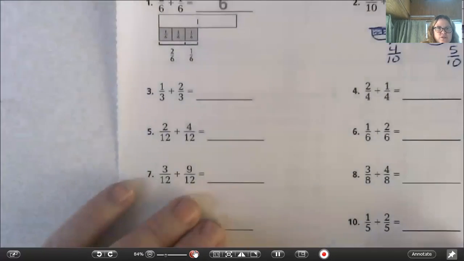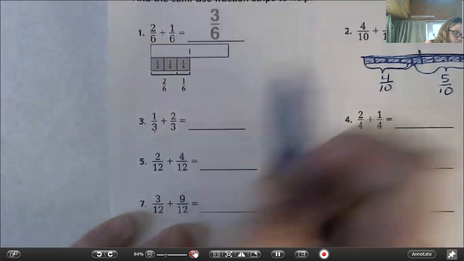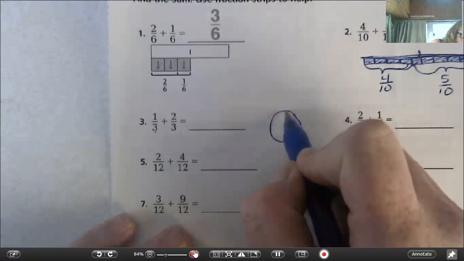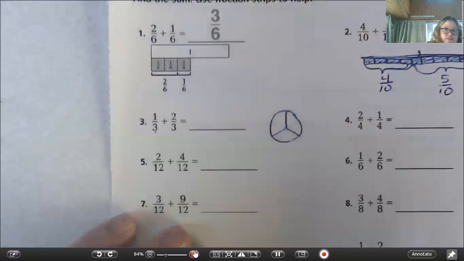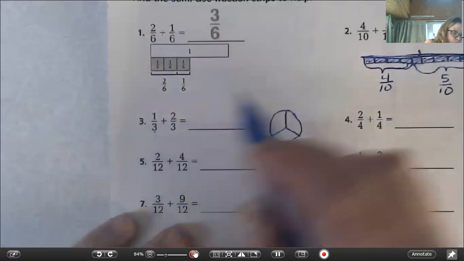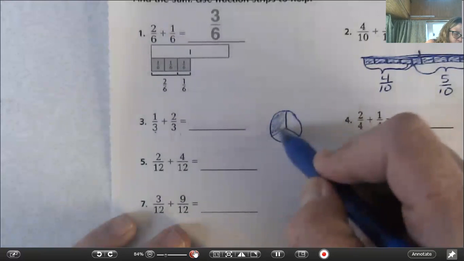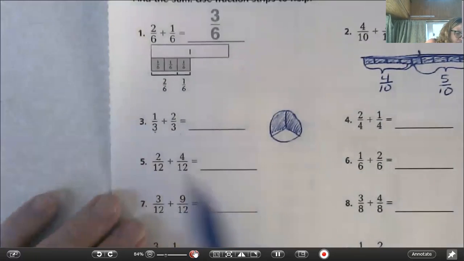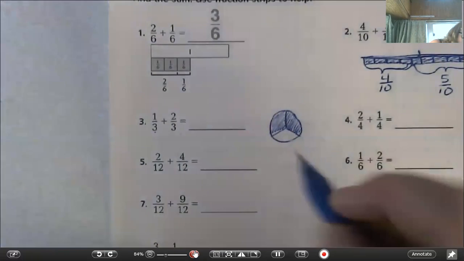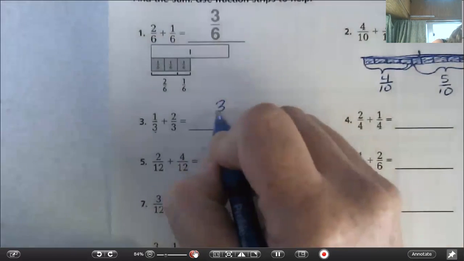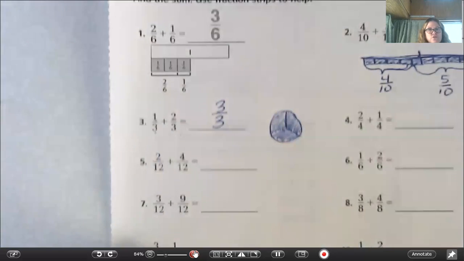The other way to do it, especially if you have thirds, this is an easy one. I'm going to do my model right here. I can actually make a circle that is broken into thirds. Now I know that first I have 2 parts that I am going to shade in, right? So there is my 2/3. And then I have a 1 that's going to be shaded in. And there's that. So 1/3 plus 2/3 equals 3/3.